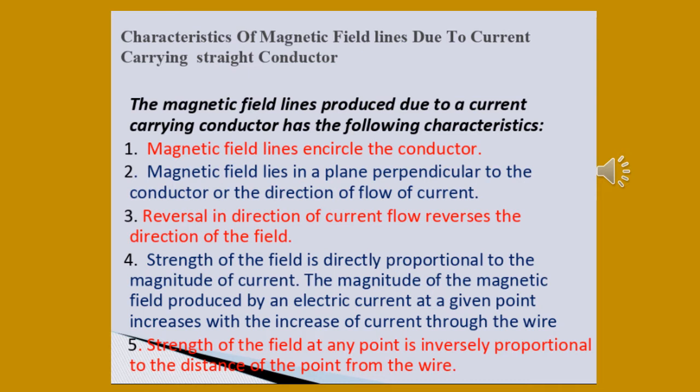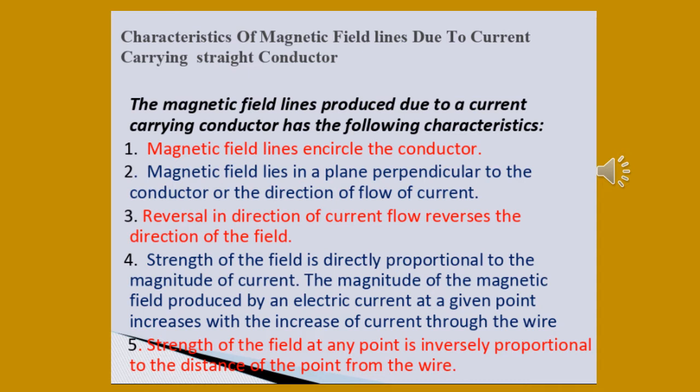Characteristics of magnetic field lines due to current carrying straight conductor. The magnetic field lines produced due to a current carrying conductor have the following characteristics. Magnetic field lines encircle the conductor. They lie in a plane perpendicular to the conductor or the direction of flow of current. When the direction of flow of current is reversed, the direction of magnetic field also gets reversed.